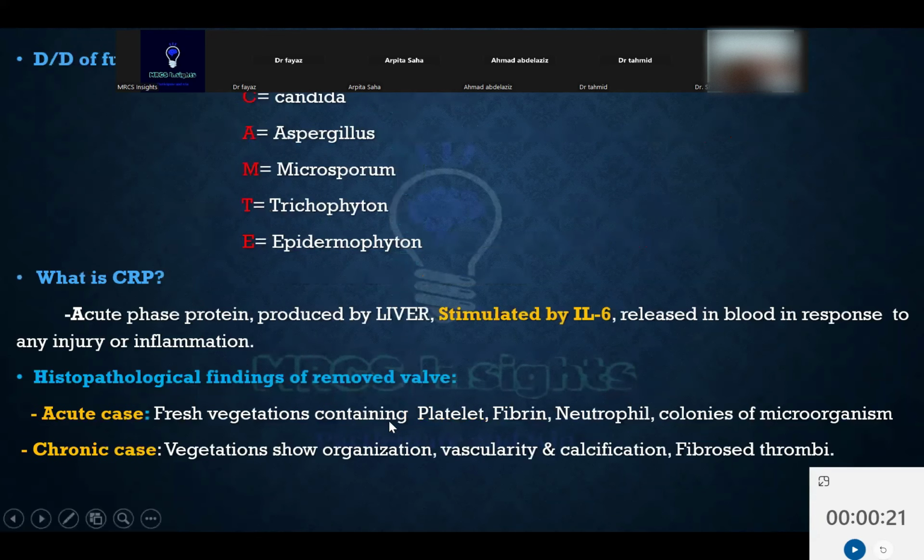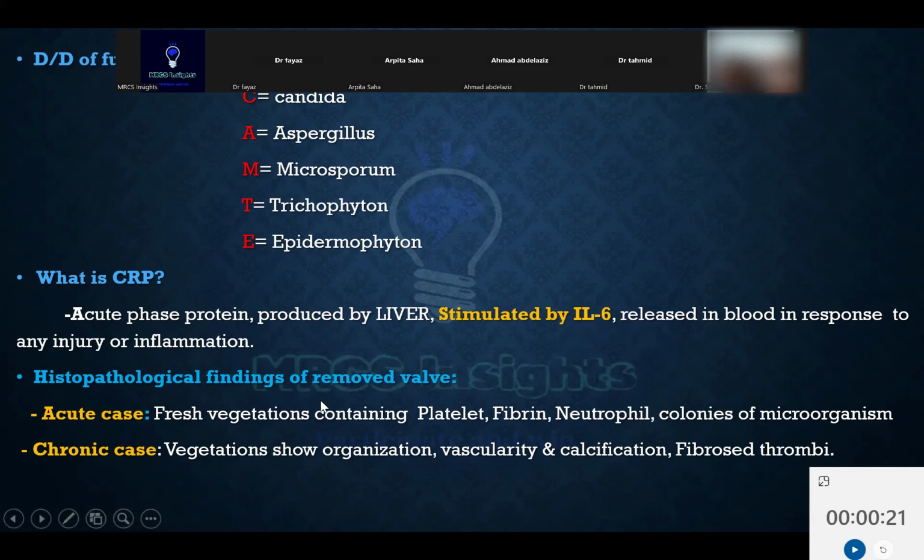So what will be the DD of fungal infection? We can easily remember it by CAMTE. C for Candida, A for Aspergillus, M for Microsporum, T for Trichophyton, and E for Epidermophyton. And what is CRP? It's an acute phase protein which is produced by the liver and stimulated by interleukin, Dr. Orpita, interleukin 6. It is released in response to any injury or inflammation in the body.